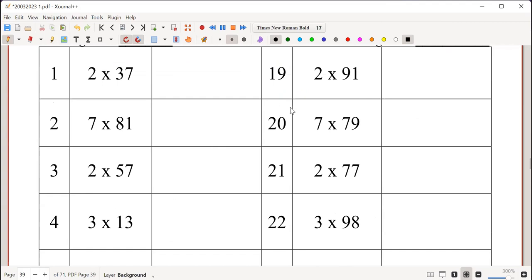So, what is 7 into 79? 553. 3 into 98, 294. 7 into 81, 567.